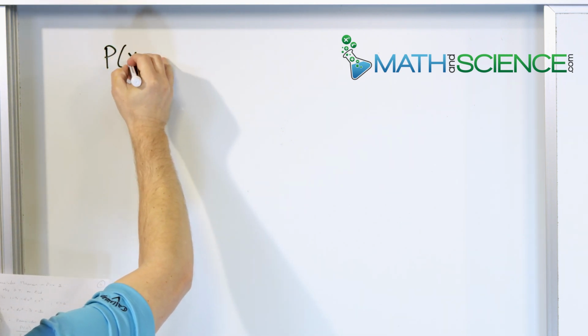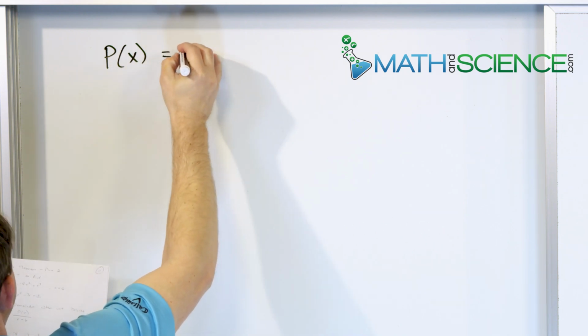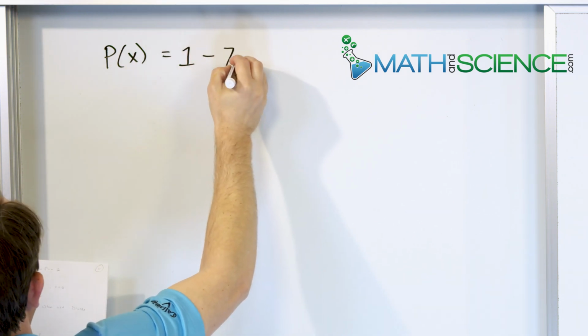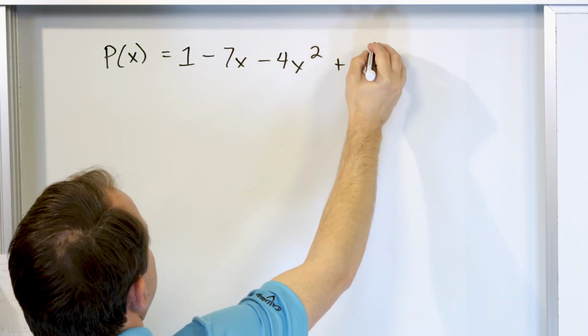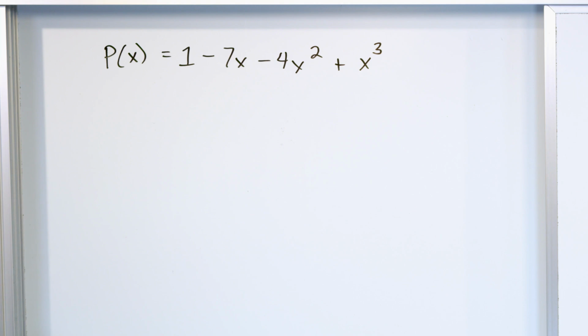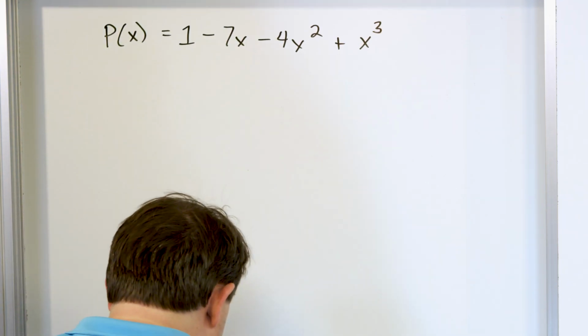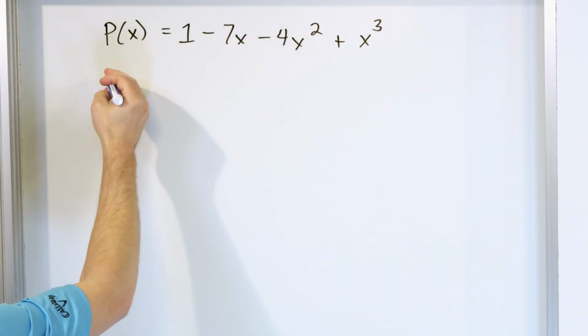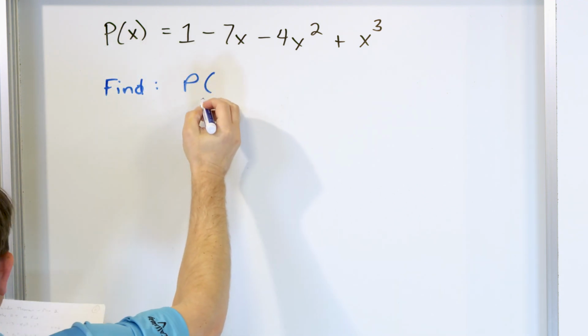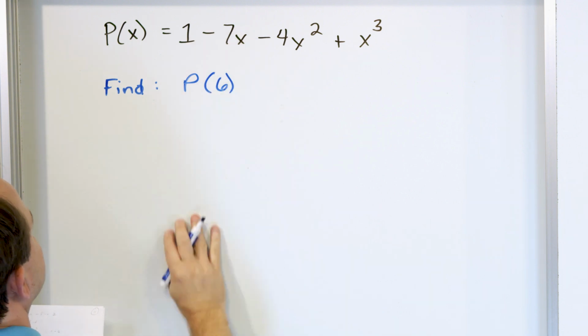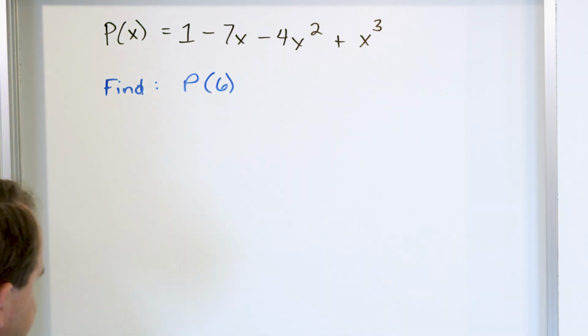We're first going to define some polynomial, p of x, and that's going to be given to you as 1 minus 7x minus 4x squared plus x cubed. And I want you to find the value of p evaluated at 6, right? Find p evaluated at 6.